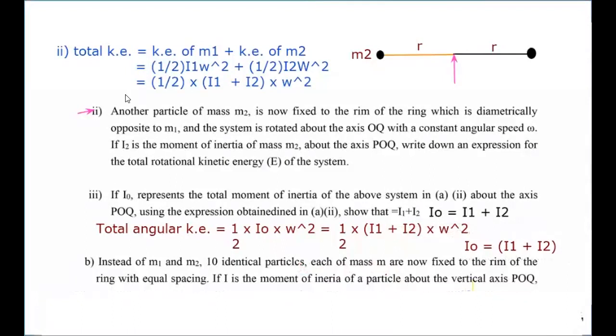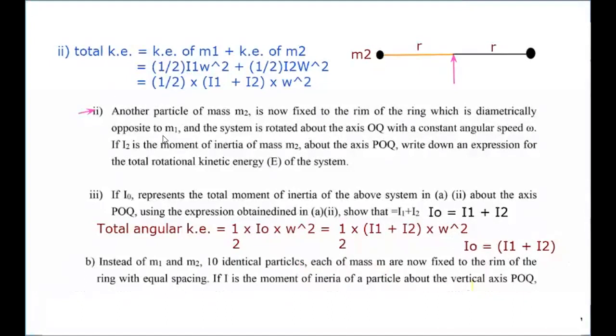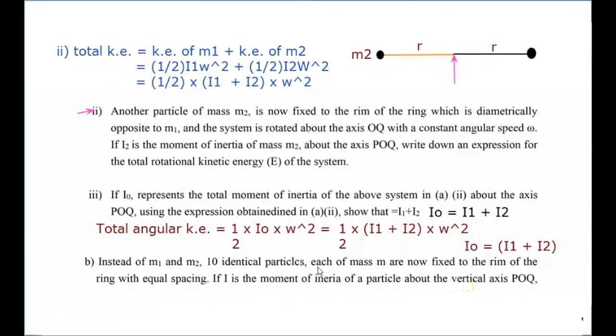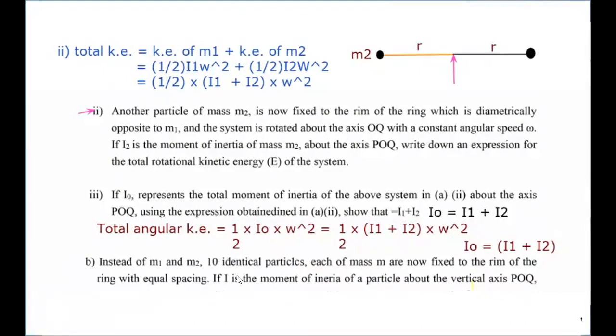Simple B. So it means we have answered simple A, Roman number 1, Roman number 2, and Roman number 3. Simple B: instead of M1 and M2, 10 identical particles, each of mass simple M, are now fixed to the rim of the ring with equal spacing. Distance between any 2 particles will be the same. There are 10 particles. They are identical. Mass of each particle simple M.